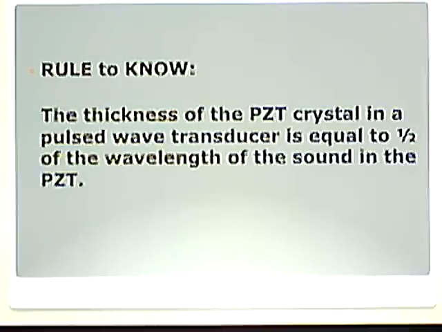So, the rule to know is the thickness of the PZT crystal in a pulsed wave transducer is equal to half of the wavelength of the sound in the PZT. You already know that. We learned it two videos ago. The thickness of the PZT crystal in a pulsed wave transducer is equal to 1/2 of the wavelength of the sound in the PZT. That's the rule to follow.